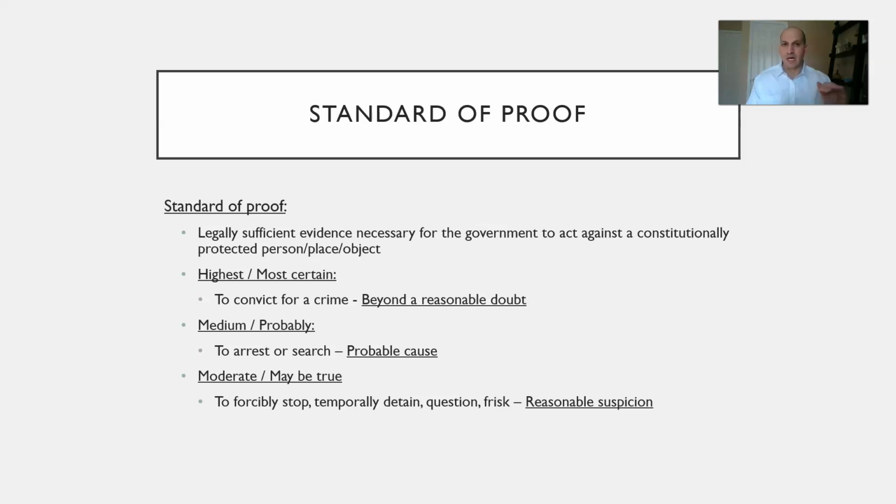right? So the highest standard, proof beyond a reasonable doubt. A medium amount, or probably or more than probably, is probable cause. Less than that is reasonable suspicion, and the government can do different things at those different levels. So let's get into that.